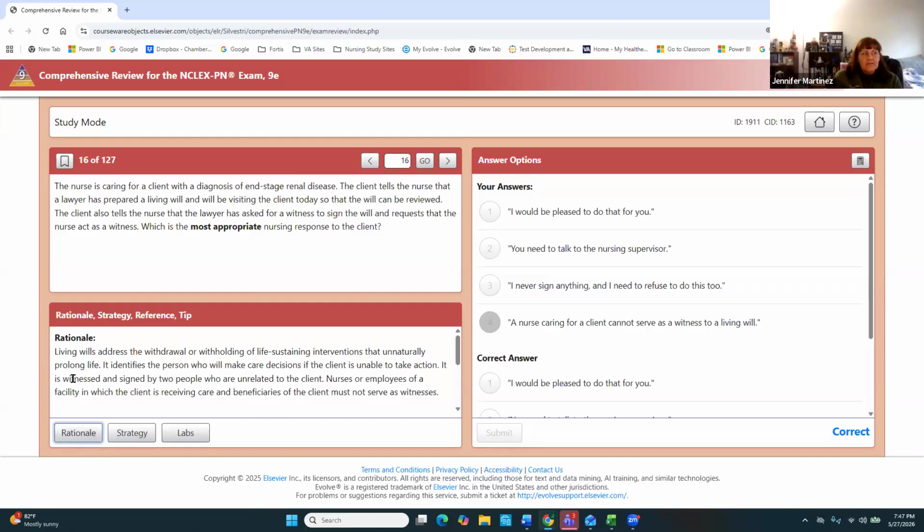Correct. Living wills address the withdrawal or withholding of life-sustaining interventions that unnaturally prolong life. It identifies the person who will make care decisions if the client is unable to take action. It is witnessed and signed by 2 people who are unrelated to the client. Nurses or employees of a facility in which the client is receiving care and beneficiaries of the client must not serve as witnesses.